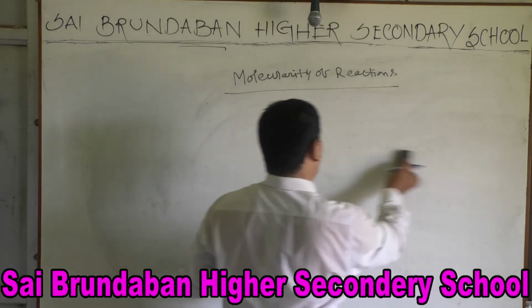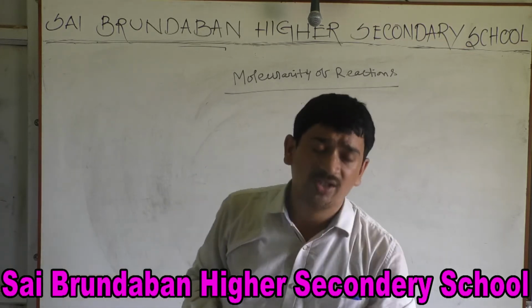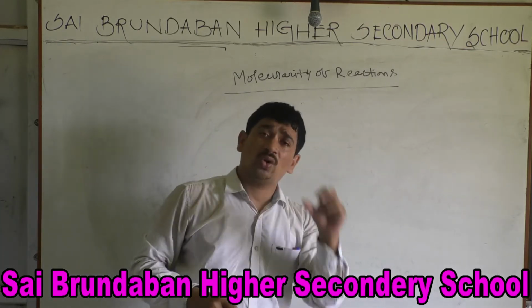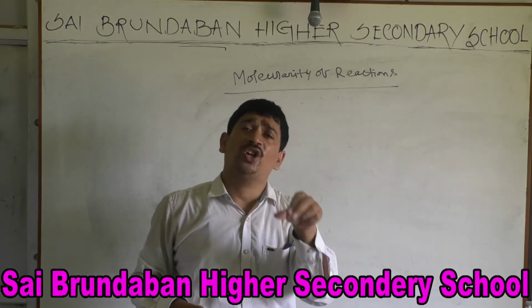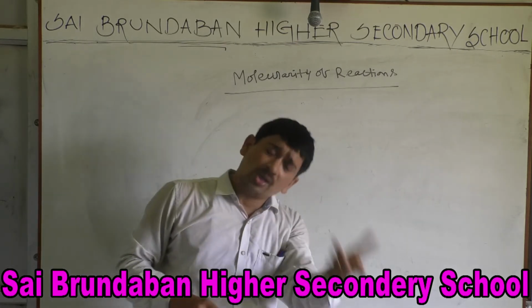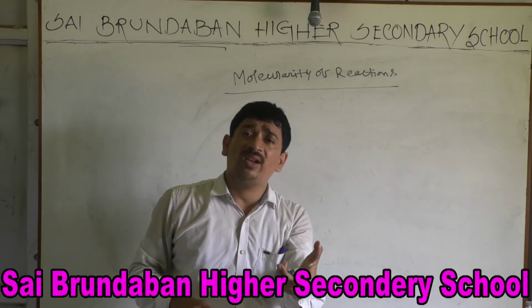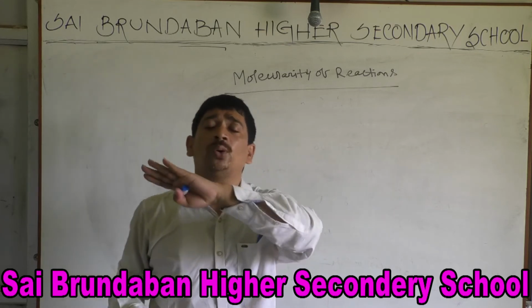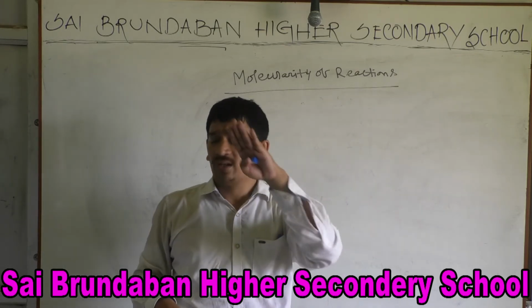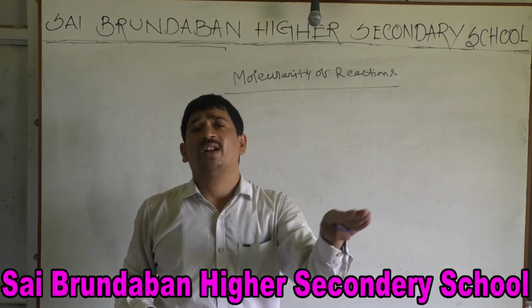Molecularity of reaction is never zero, fraction or negative. It is always a whole number. But order of reaction may be zero, fraction or negative, or also a whole number. Order of reaction can be a whole number, zero, fraction or negative. But what will molecularity of reaction be? Always a whole number, never fraction, zero or negative.